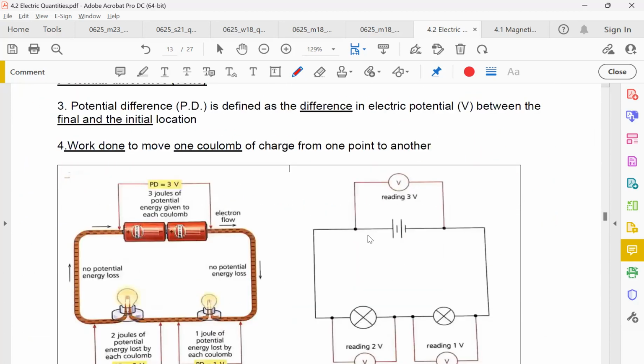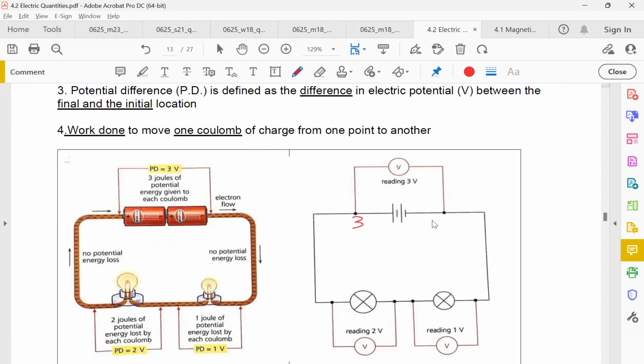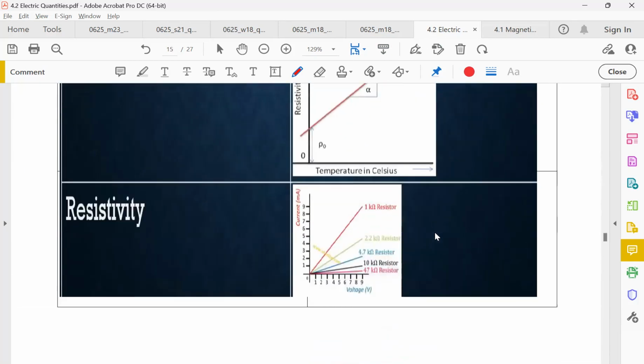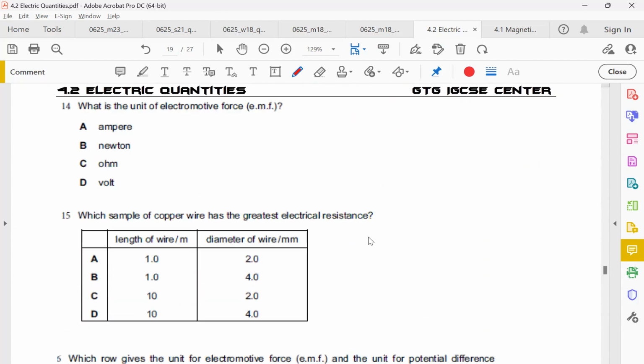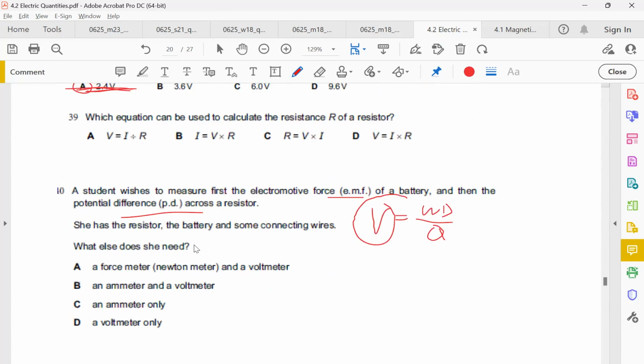And potential difference is measuring the difference in potential. For example, here is 3, here is 0, the difference will be 3 volts. Here is 3, here is 1, the difference is 2 volts. And here is 1, here is 0, the difference will be 1 volt. Remember? That's why for both of them you only use a voltmeter, guys. Just a voltmeter, because both of them are measured in volts.